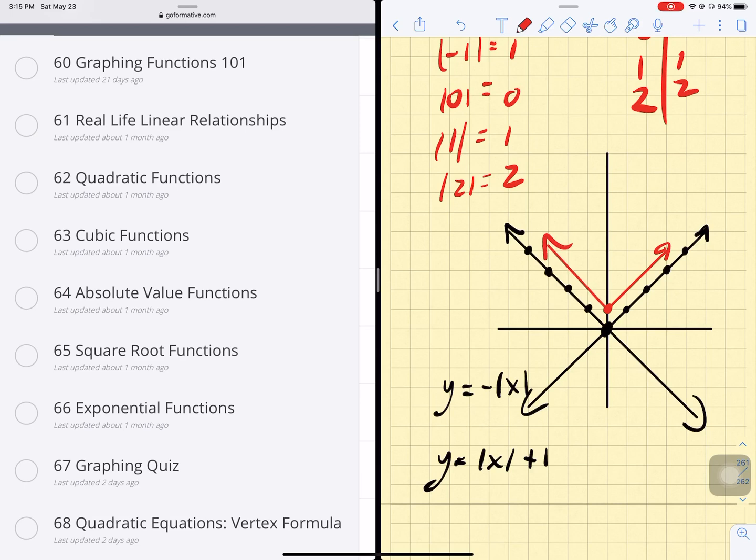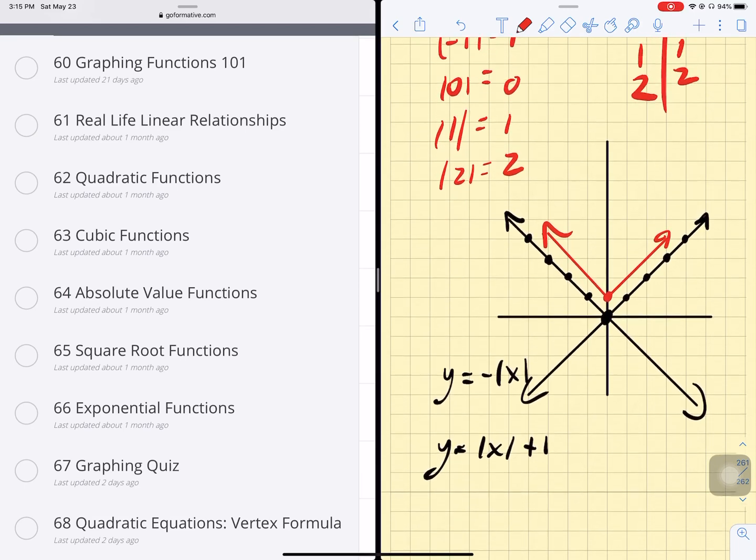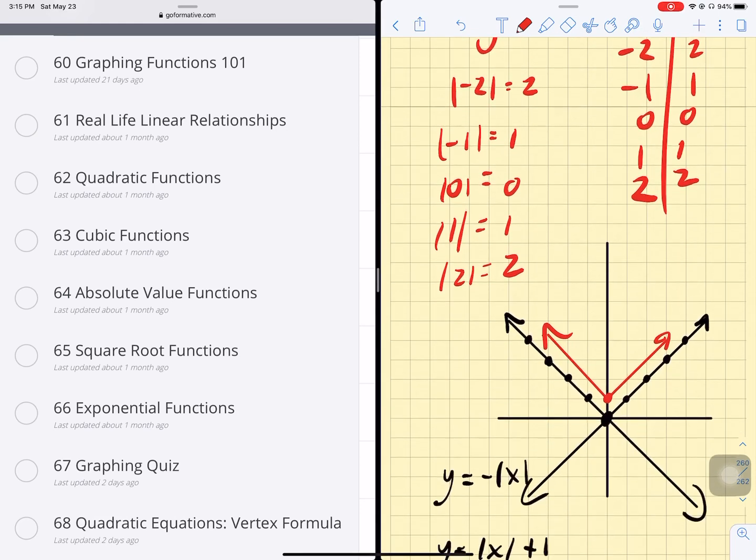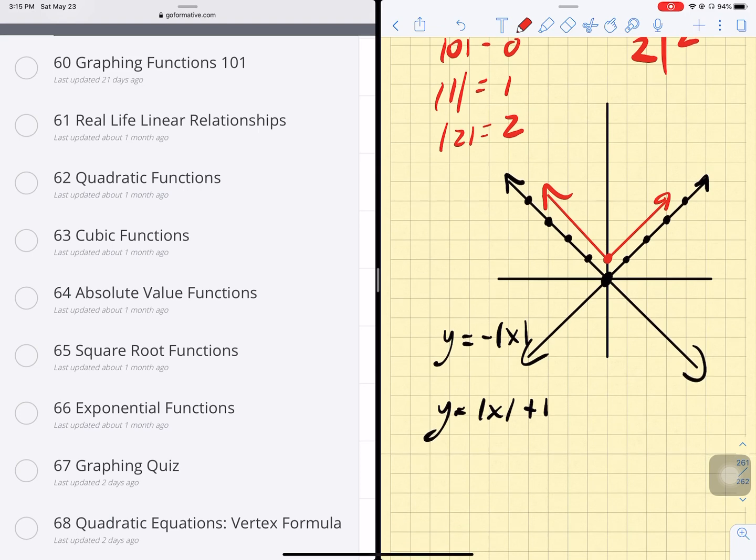So why am I showing all these? Because I want you to understand what they should look like when you get to those lessons. It's frustrating if you don't know what you're expecting. So if you do an absolute value function, you should be getting a V.